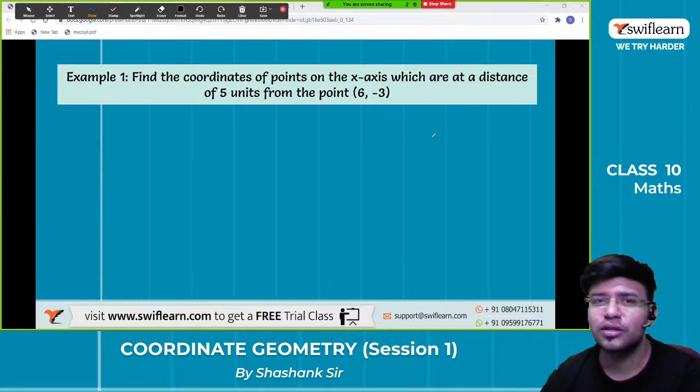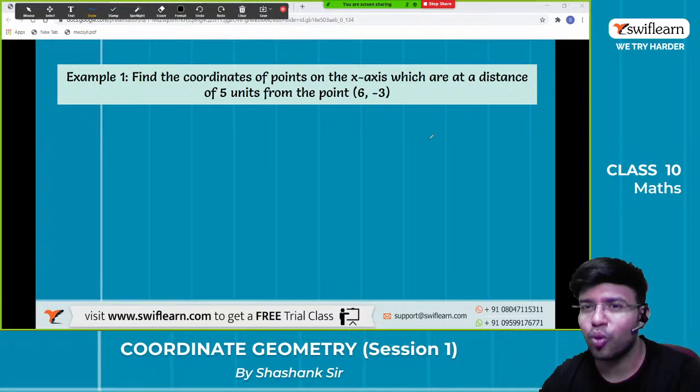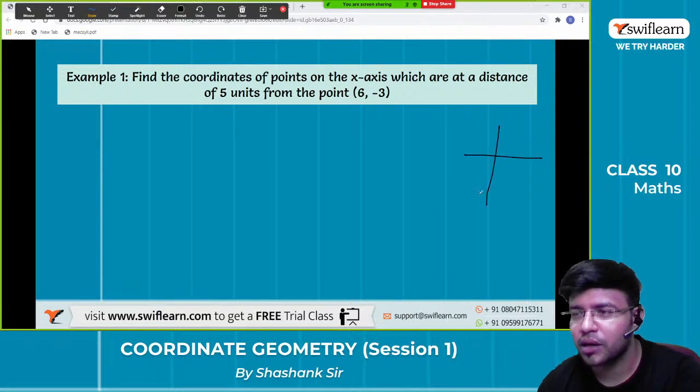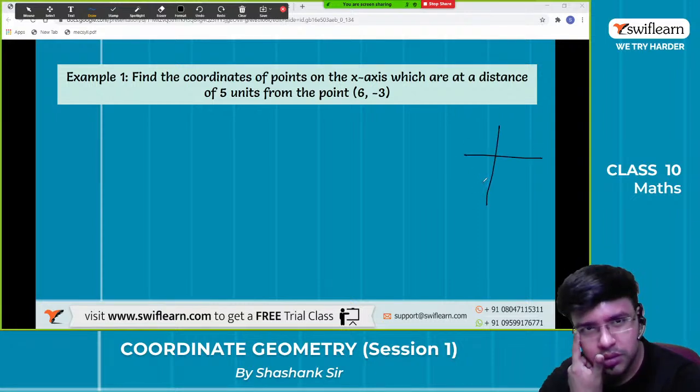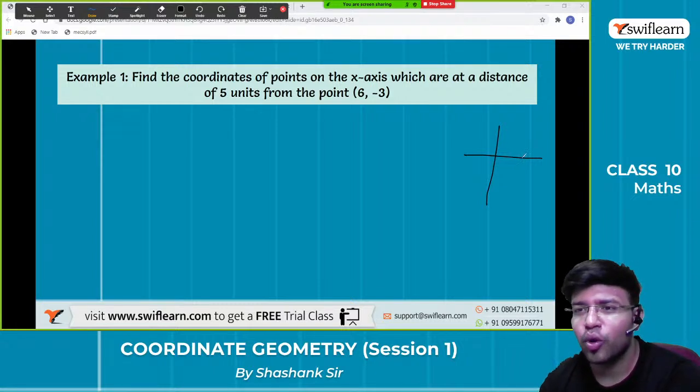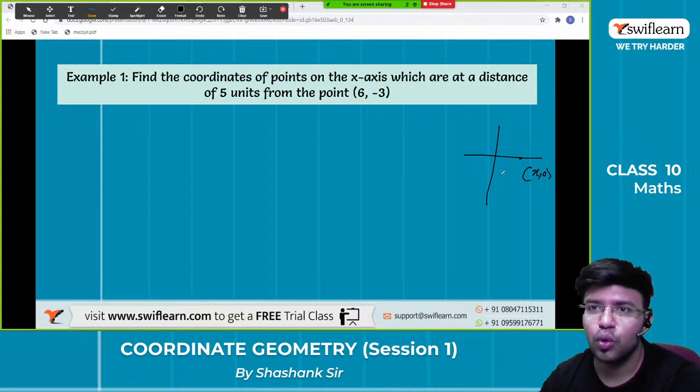What has been asked? Find the coordinates of a point on the x-axis. Draw a small Cartesian plane. Find the coordinates of the point on the x-axis, and what will be the coordinates? It will be (x, 0).